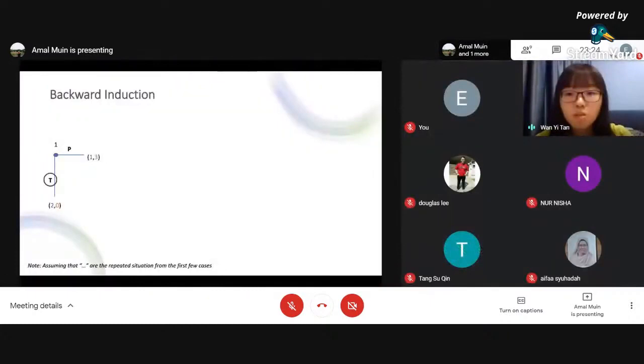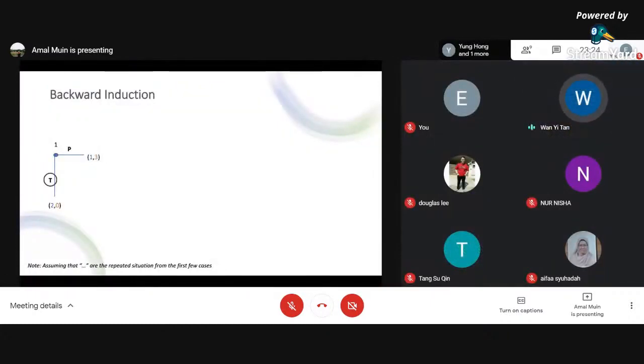So the subgame perfect Nash equilibrium for the game is that player 1 will choose to take at first and get a payoff of 2, while player 2 will get a payoff of 0. Now I pass to my teammate.